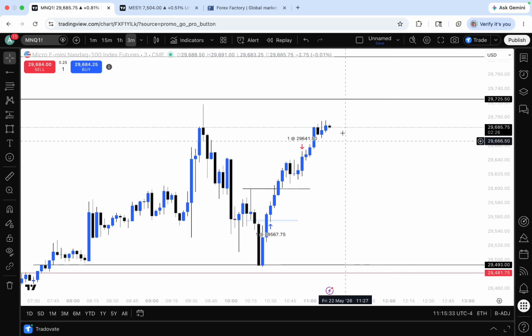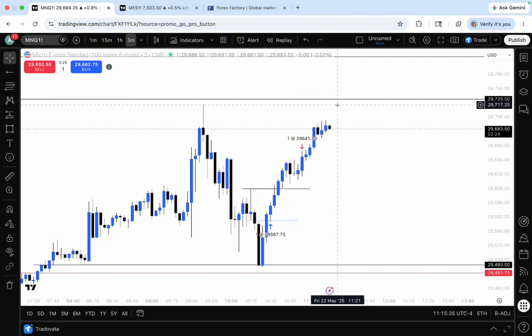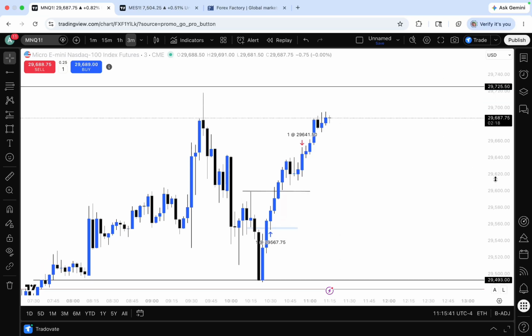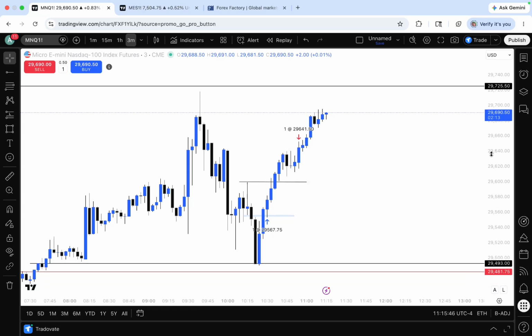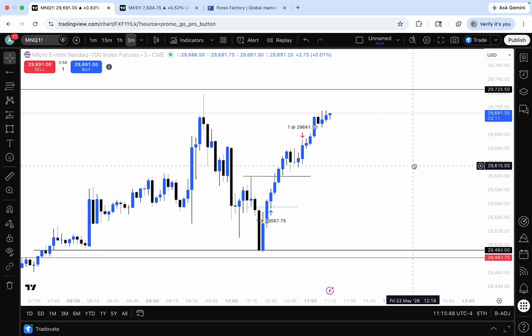Gotta take what you can get, and we do have these highs here that I believe they'd probably get hit. We'll see what happens. I'm sure some people have their TP at these highs. Price action is still pretty bullish, so there is a high probability we do hit those.